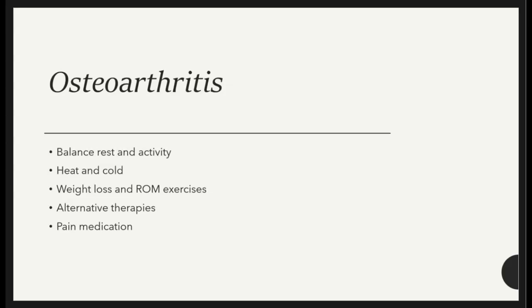We want to encourage these patients to lose weight if they are overweight, because again, it's just less stress on the joint. And we do want to encourage them to do some range of motion exercises. Even if that knee or that elbow or that finger is bothering them, we still want them to keep range of motion as much as possible. We can do passive range of motion, or they can do gentle active range of motion as well. These patients tend to benefit from some of our alternative therapies like acupuncture, tai chi, massage, yoga, that sort of thing.